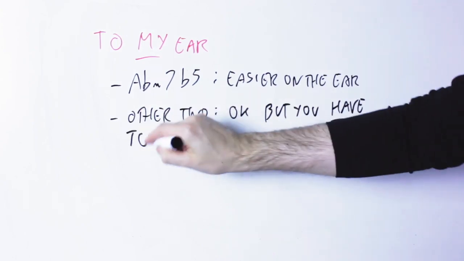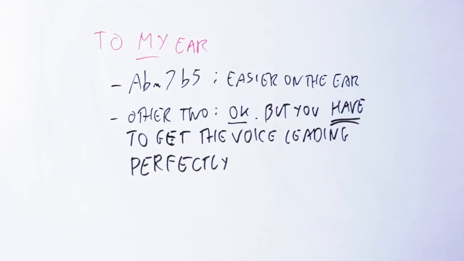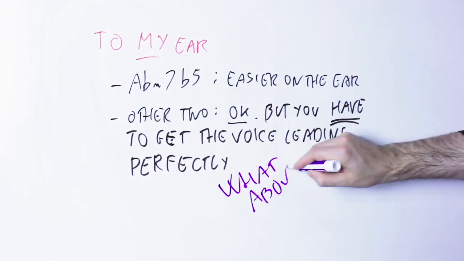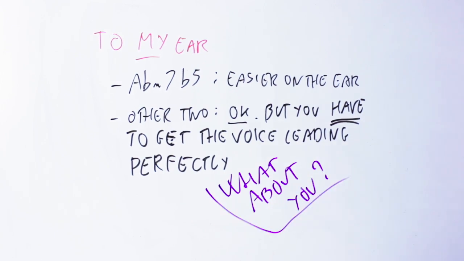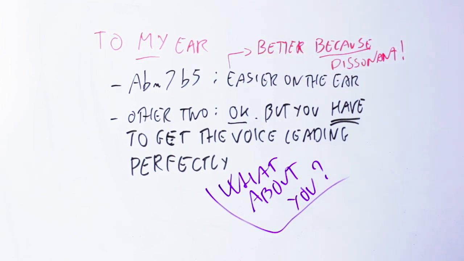Now, to my ear, and this is strictly my ear and my opinion, the first example, the one with the A-flat minor 7 flat 5, the Tristan chord, is much easier to make sound good than the other two examples. You may share the same impression. Why is that? The reason why the minor 7 flat 5 chord sounds better in this situation is because it's a dissonant chord.